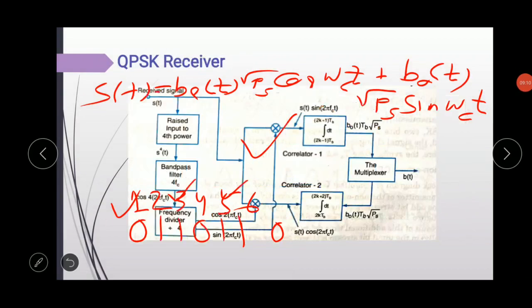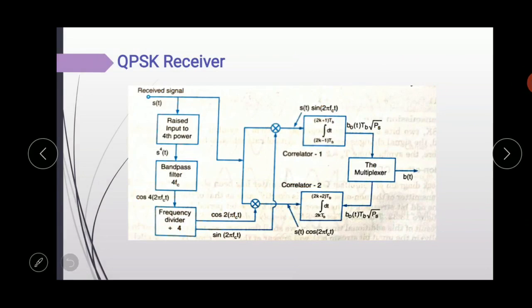Next is the QPSK receiver. So let us represent the received QPSK signal by S of t. The received QPSK signal S of t is raised to the fourth power, that is S to the power 4 of t, by using this block.